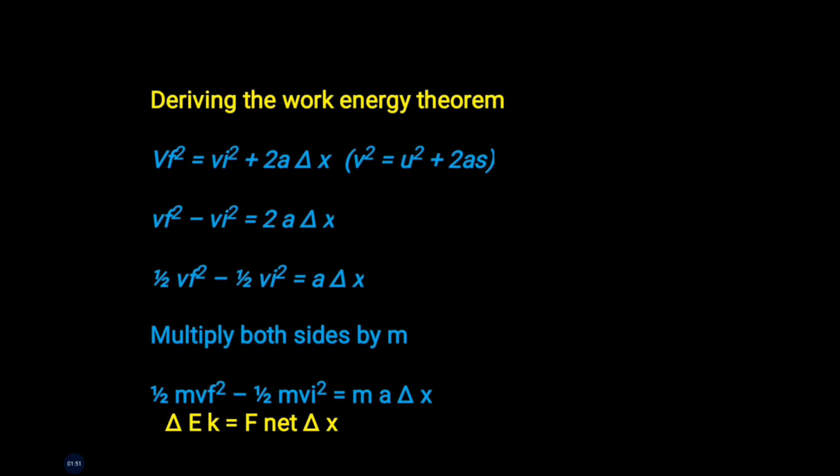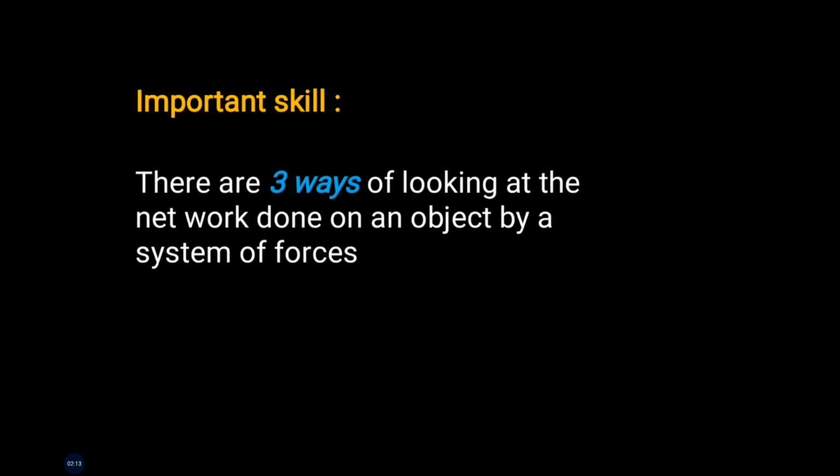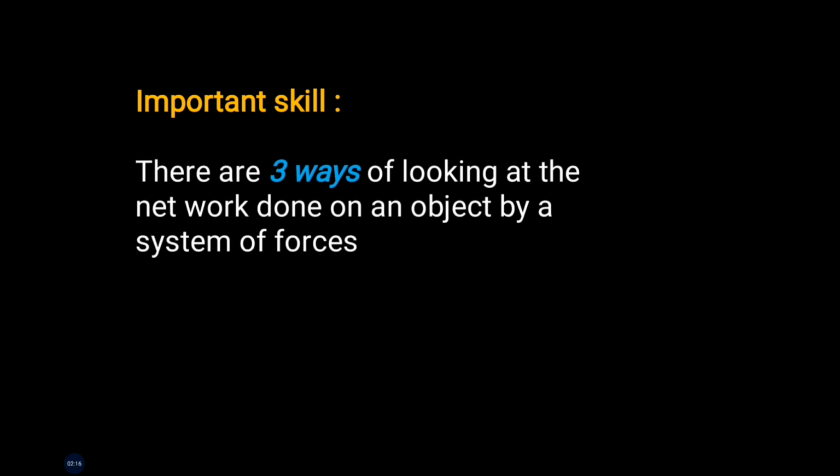So delta EK simply means the final kinetic energy minus the initial kinetic energy. Rearranging that, we end up with W net equals delta EK, where W net represents the work done by the net force. Now, the important skill here is to have three ways of looking at the net work done on an object by a system of forces. Which of the ways you'll adopt in the question will depend on the information given. So, getting information out of the question becomes an important skill.